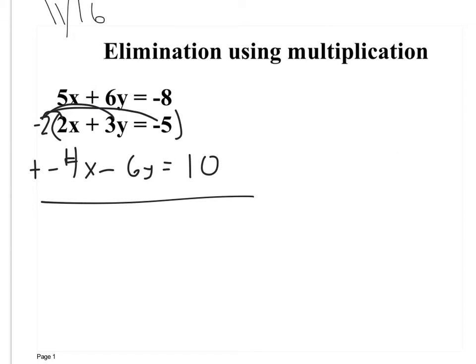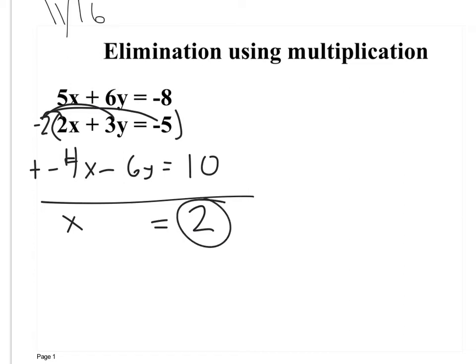5x plus -4x. What do you get? 5x minus 4x is 1x or x. When you add 6y and -6y, what happens? You get rid of y. And then you do -8 plus 10. You should get 2. Which is nice because this is just 1x or x, so x equals 2. You don't have to do anything else.